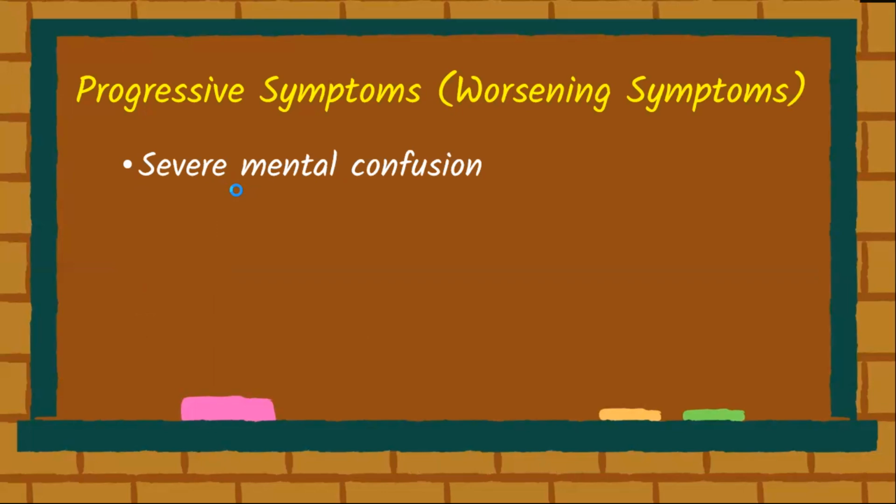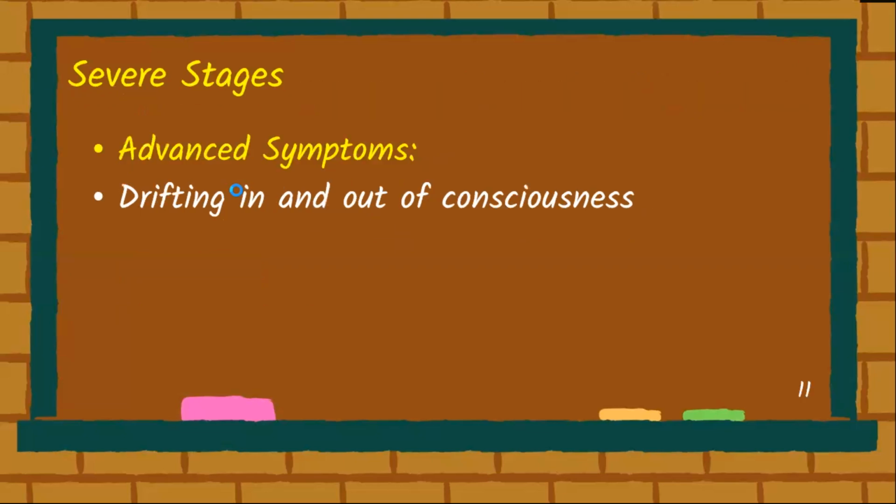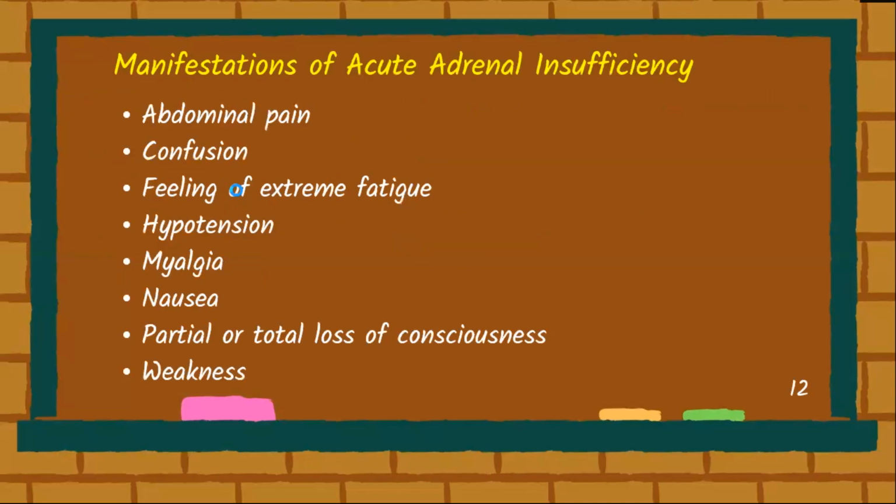As adrenal insufficiency worsens, mental confusion can become severe, leading to disorientation. Patients may experience significant pain in their back, abdomen, and legs. Vomiting can occur frequently, worsening dehydration and weakness. Hypotension, or low blood pressure, becomes a serious concern, requiring immediate attention. Without treatment, the patient might go in and out of consciousness, with coma indicating a pre-terminal stage. This box from your textbook shows manifestations of acute adrenal insufficiency.